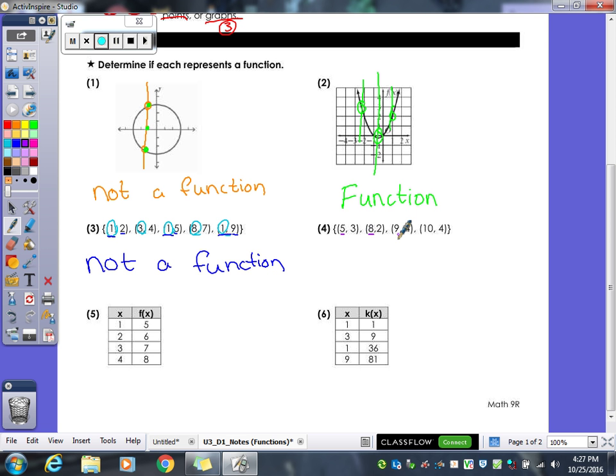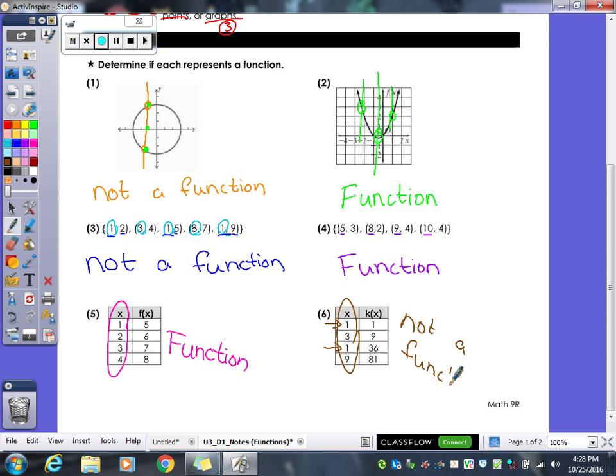So if we look over here in example number 4, I have different domain values each time. So that means this is a function. Looking at 5, it's the same as 3 and 4. You're looking at just the x value, the domains of your table here. This one is a function. None of those domain values are repeated. But if I look in example number 6, I have a value of 1 that is repeated. So that means this is not a function.